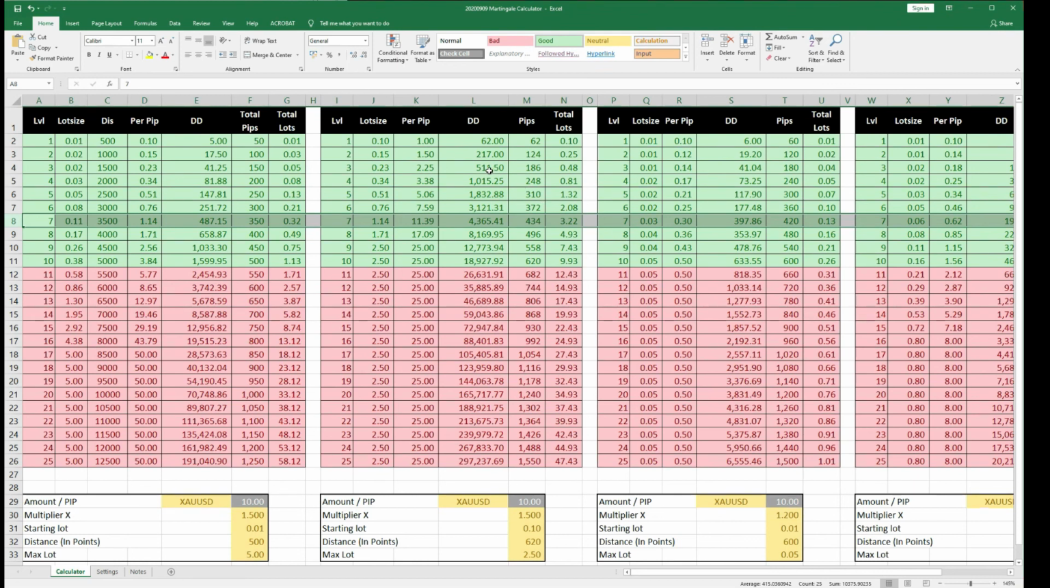So yeah, there you have it. I hope this video has helped you to understand how to use this calculator better, so that you would not be lost looking at the numbers, and you would know what you are seeing and what to expect as well.